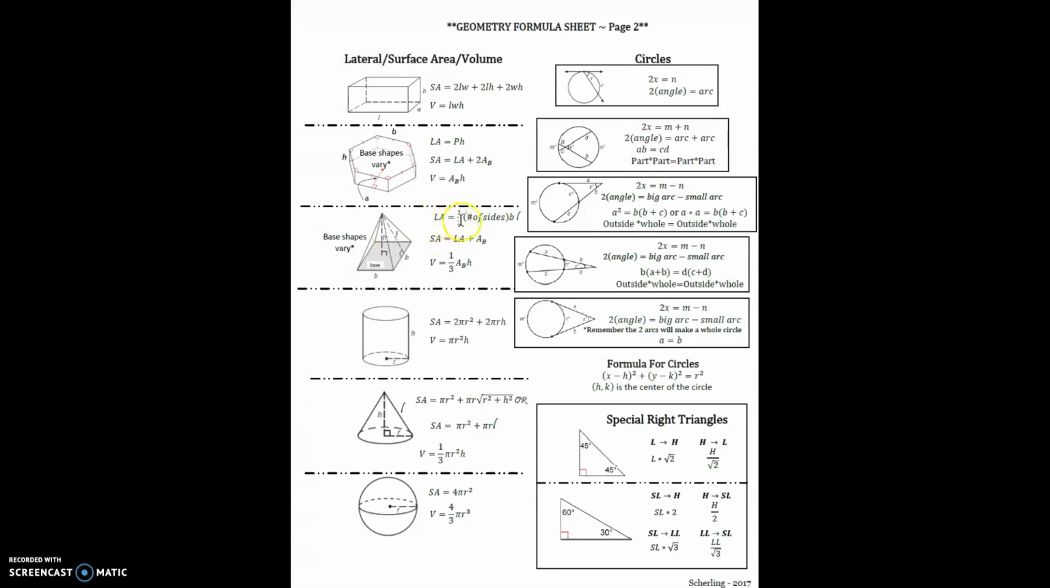Okay, so lateral area is 1/2 of our n, or our number of sides, times our base edge, times the slant height, which is our L. Surface area, we're going to take that lateral area and add only one area of the base because we now have the vertex at the other side. And then our volume, we have 1/3 area of the base times our height.